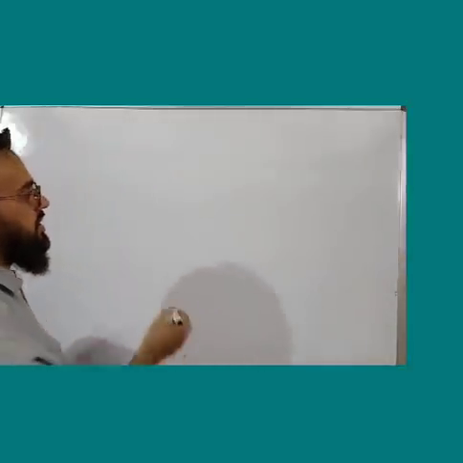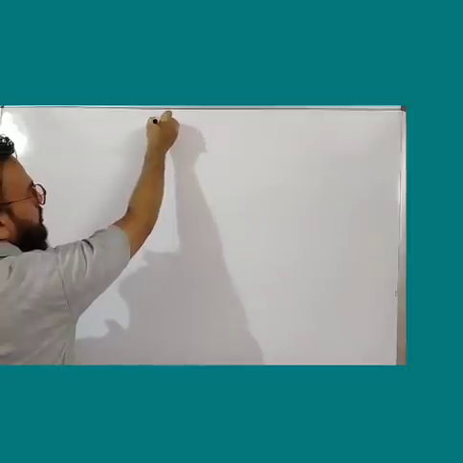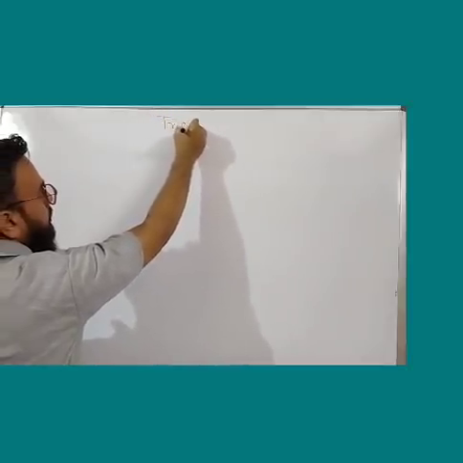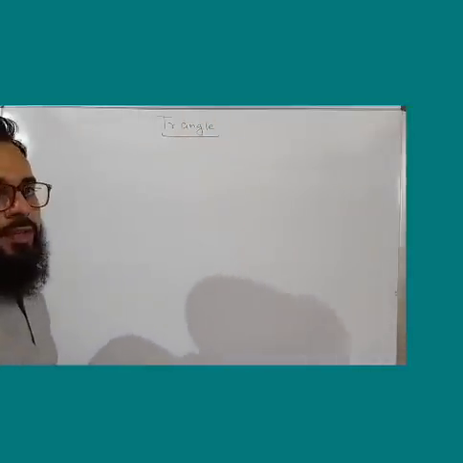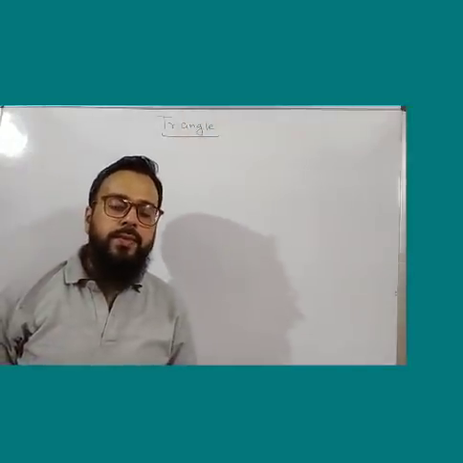Hello students, so today we are going to start our next chapter, which is chapter number 7 of NCERT. The chapter name is Triangle. So we are going to start chapter number 7 of NCERT, Triangle.